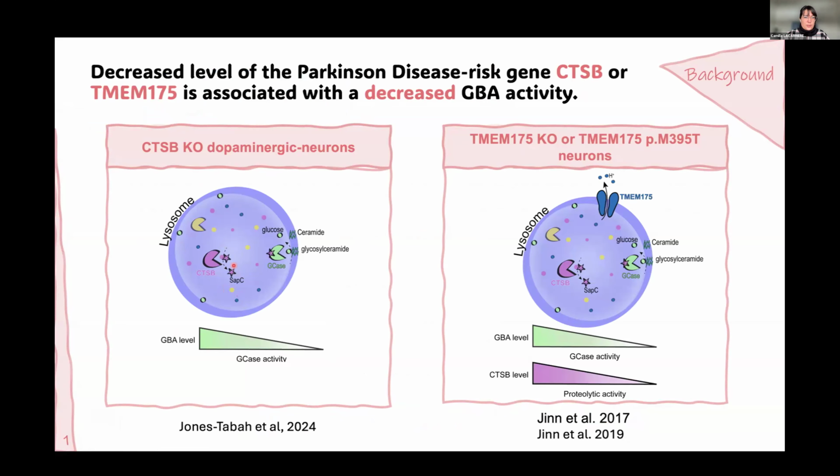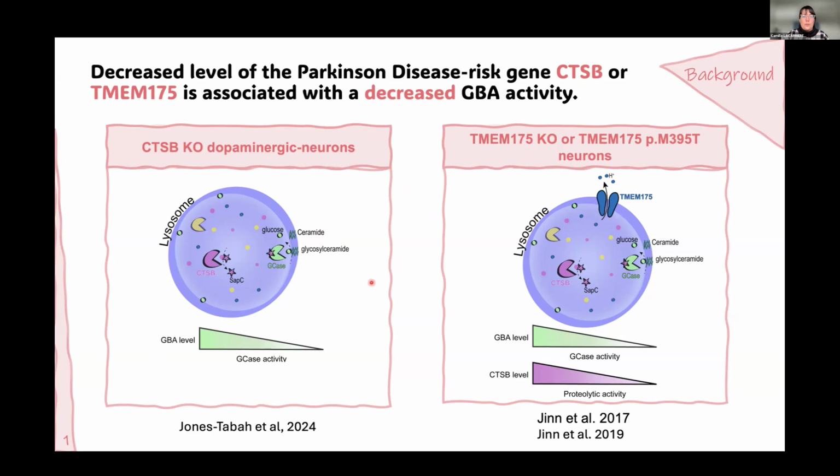So on the left, CTSB can cleave the saposin C to make it mature, which is required to help activate the GCase. And a decrease of CTSB in dopaminergic neurons has been shown to decrease GCase activity. For TMEM175, what has been shown recently is that it's a unique channel, either proton or potassium, and a decrease of TMEM175 can also lead to a decrease of GCase activity.